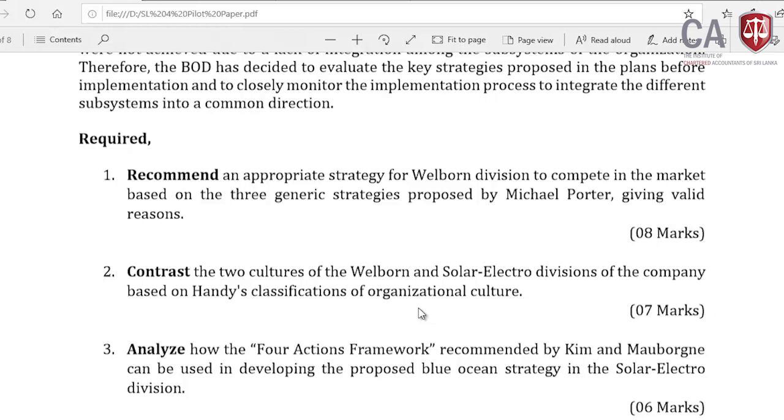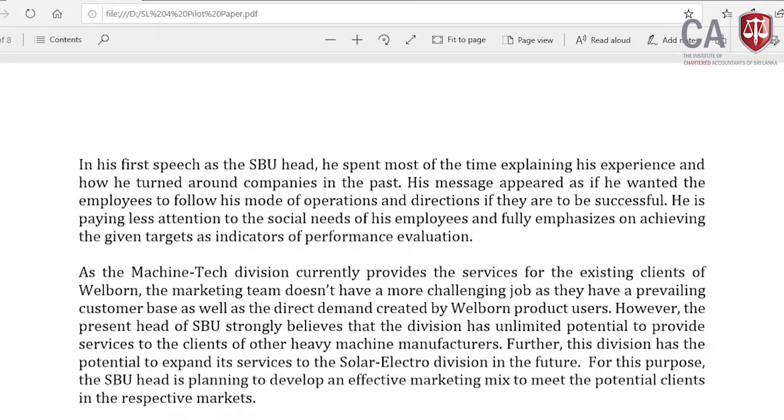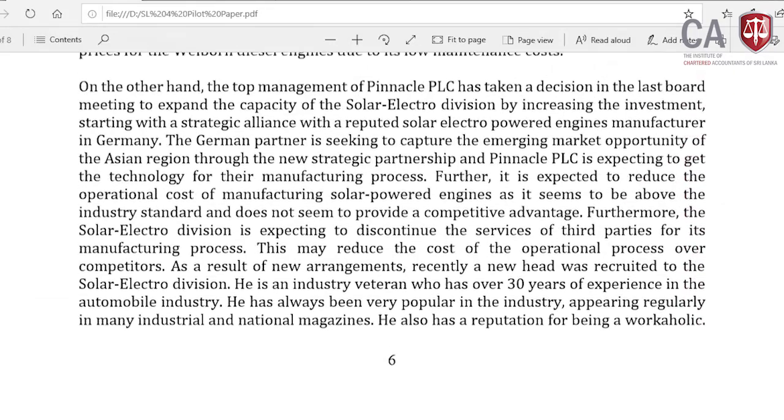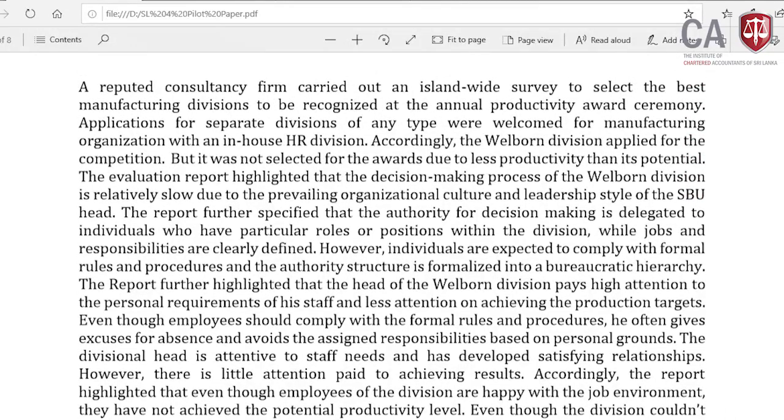Wellborn, what about the Wellborn? Some information was given regarding the culture of the Wellborn. Shall we look at some of the information given? The first para was allocated to talk about the Wellborn under this unseen part. So, what are the points given? If you remember, look at some of the information in the first para.